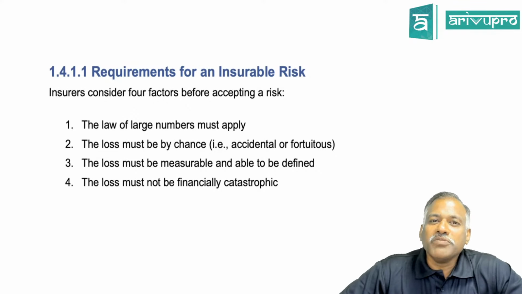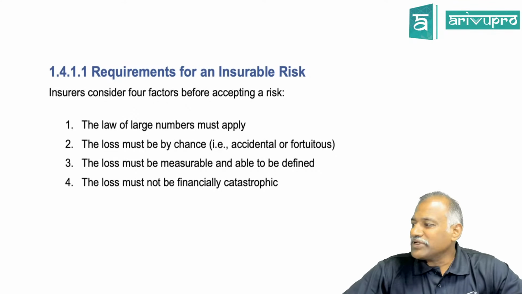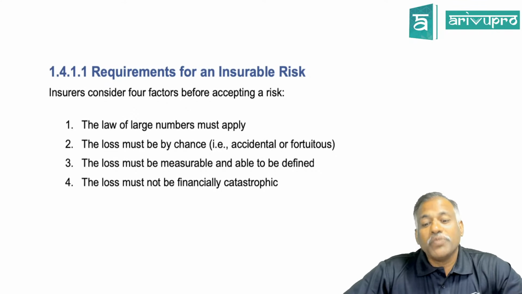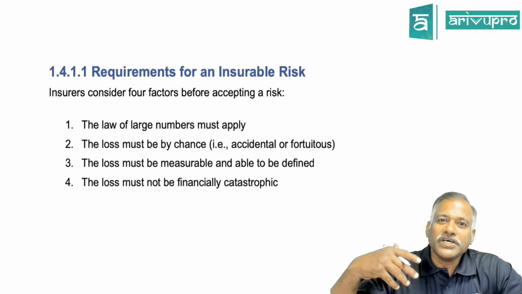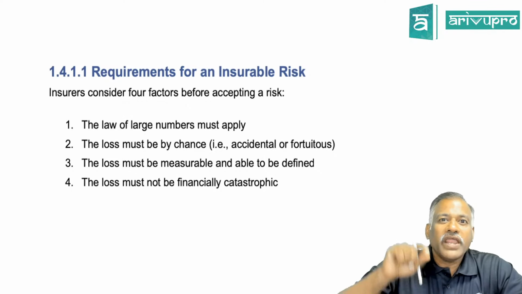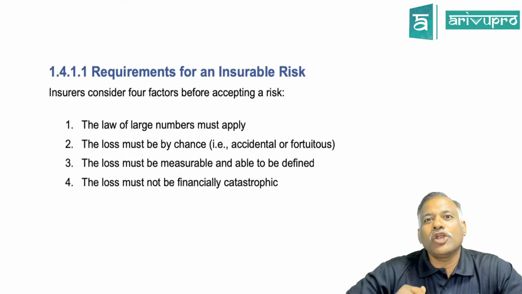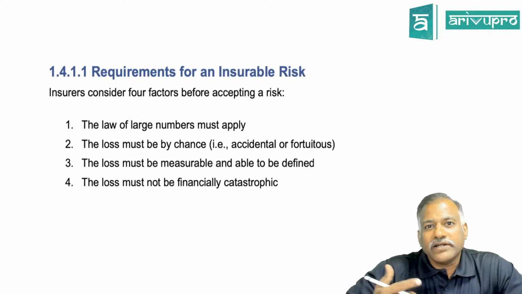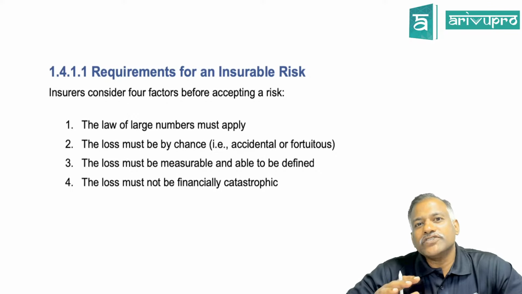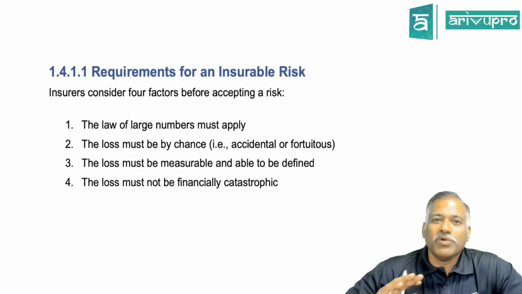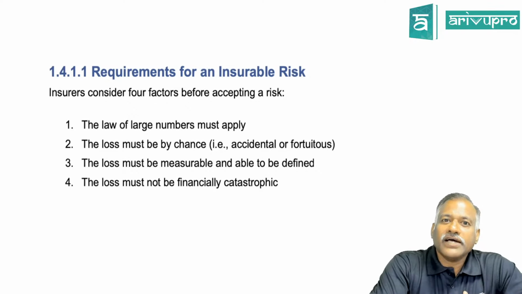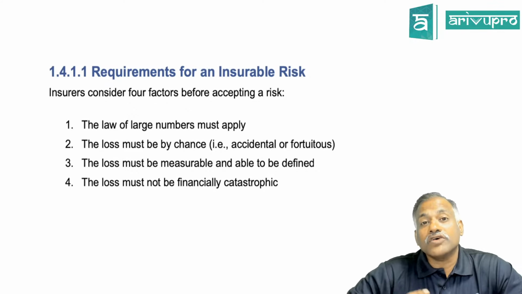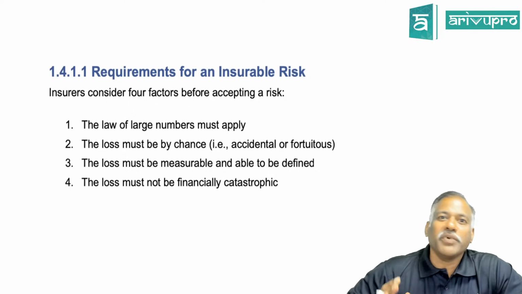The loss must be by chance. Now, what does that mean? The loss must be by chance. It should be accidental. When we are talking of insurance, the risk we are referring to should be an accidental loss. It should not be a loss which is planted or which is planned, right? Because the entire insurance industry works on probabilities. I am trying to look at my past historical data, and then I am trying to project the kind of losses or claims that can be anticipated.